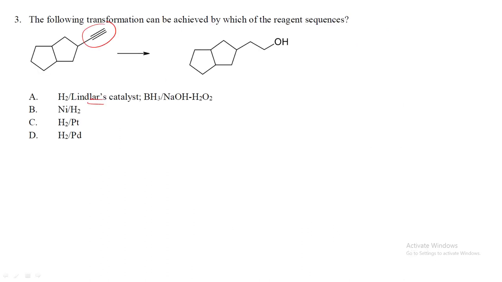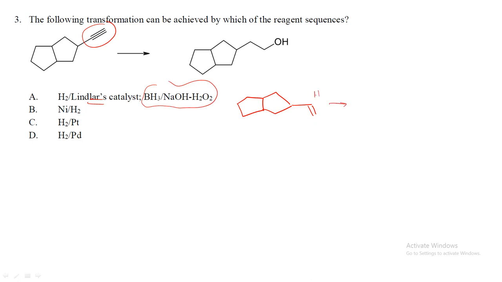So at first with H2, Lindlar, the product would be having a Z geometry. In this case it is terminal, so no selectivity of E/Z is there, but Lindlar catalyst does its thing, so I have explained that. So after the first step, this would be the product, and then they have used BH3, then H2O2, NaOH. You all know, but let's explain.